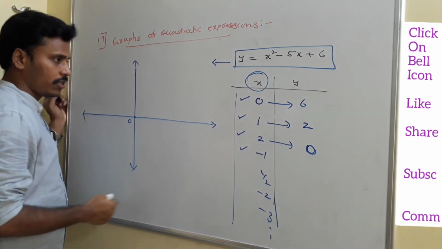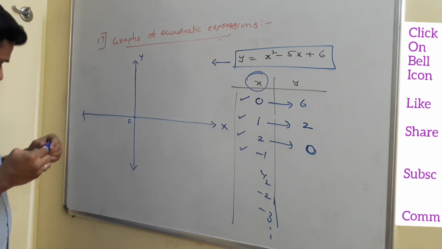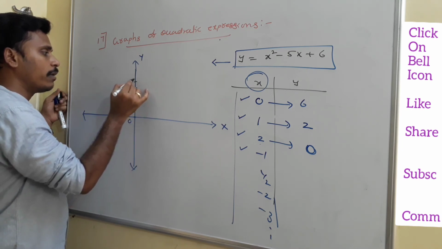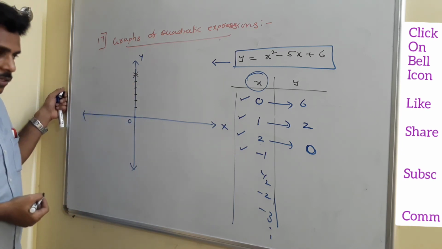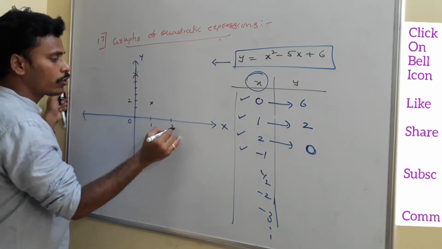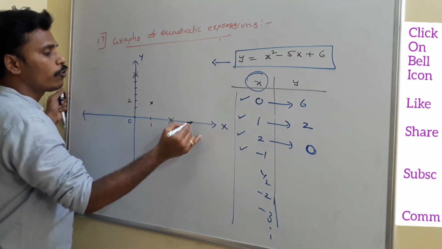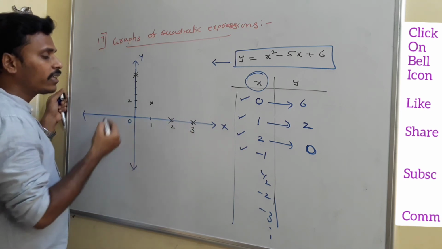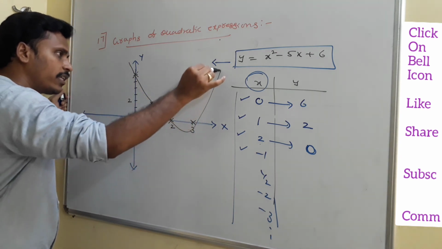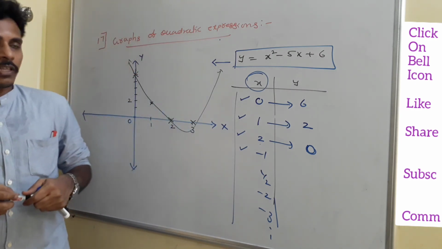The first relation is 0, 6. x is 0, y is 6. As we know that this is for x and this is for y, so x is 0 and y is 6. That means on the y-axis you need to indicate the point 0, 6. And x is equal to 1 and y is equal to 2, this is the point. And x is equal to 2, this is the x-axis, whereas y is 0, so this is the point. And if you move to 3, it is also 0, right? Like that we have to indicate. After finding all those values, if you join all of them, you may get a graph like this, and this is the rough sketch for y is equal to x square minus 5x plus 6.